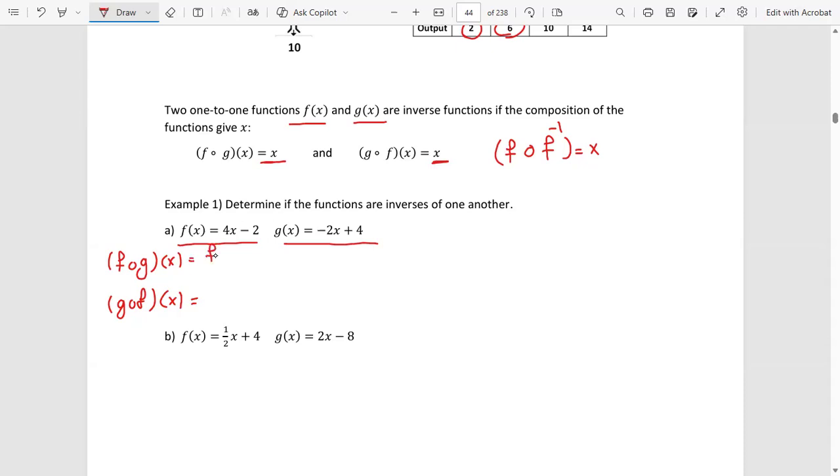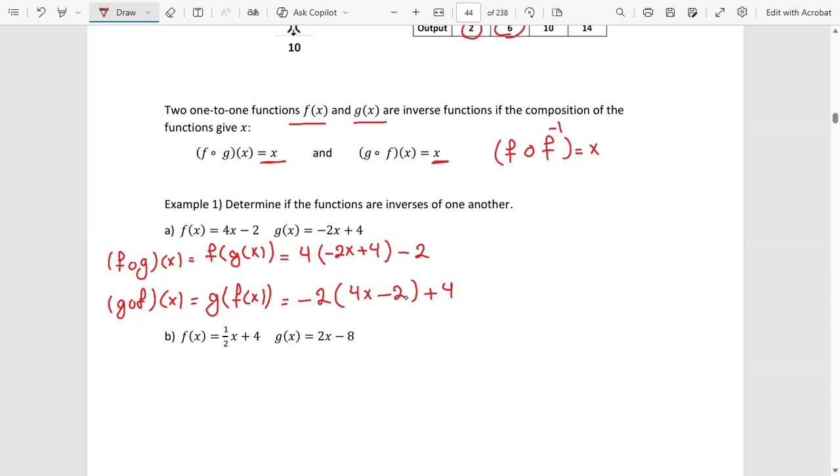f∘g, which means f of g of x. That means I need to start with function f, which is x minus 2, and then I need to replace the x in function f with g of x. For g∘f, I need to start with function g and replace f into the function g. So function g is -2x plus 4, and instead of x, I put the whole function f.